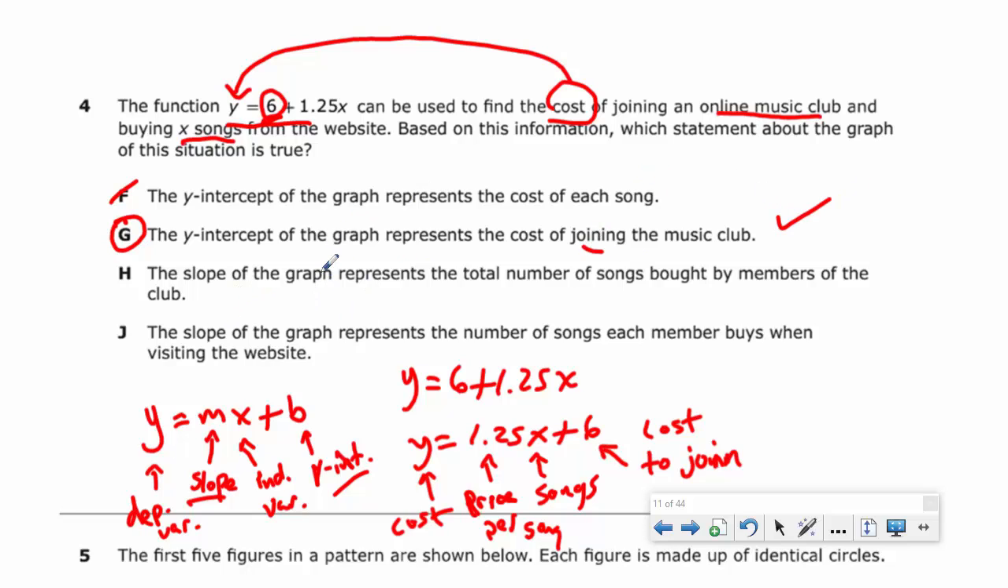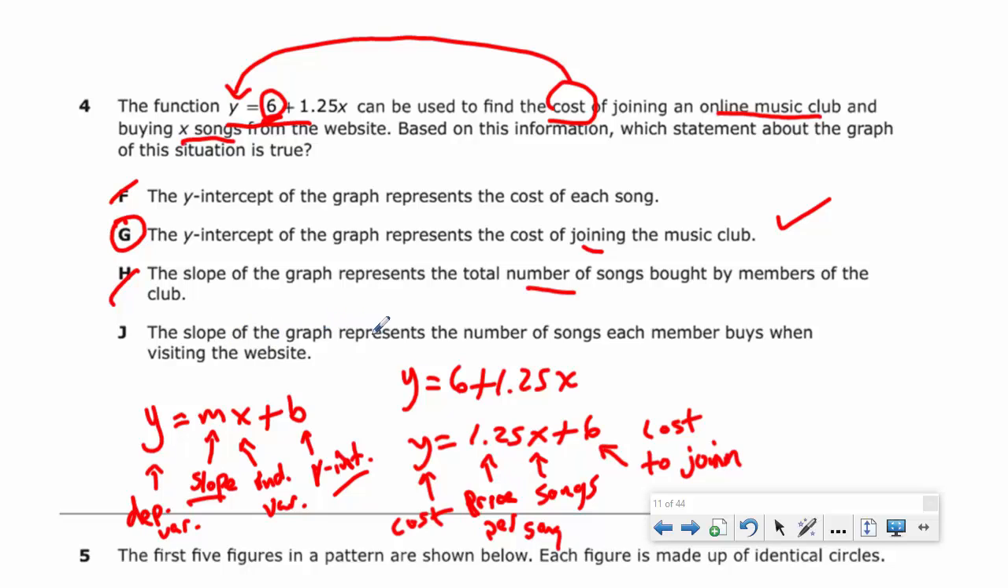Let's go through the other answers. The slope of the graph represents the total number of songs bought by the members. X is the total number of songs. What is X? X is an independent variable. It is not a slope. Slope is a number, which is what? The price per song. So the slope of the graph represents the price per song, not the total number of songs. This is wrong.